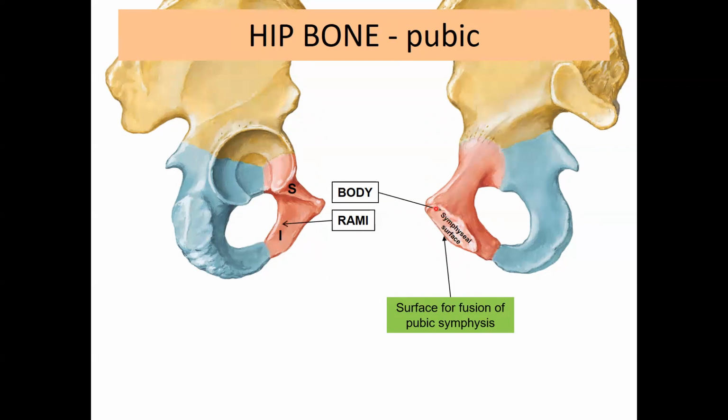Here on the medial surface, there is a symphysial surface for fusion of the pubic symphysis. Remember, the pelvic girdle anteriorly is connected by the pubic symphysis, or symphysis pubis. It's the same thing.